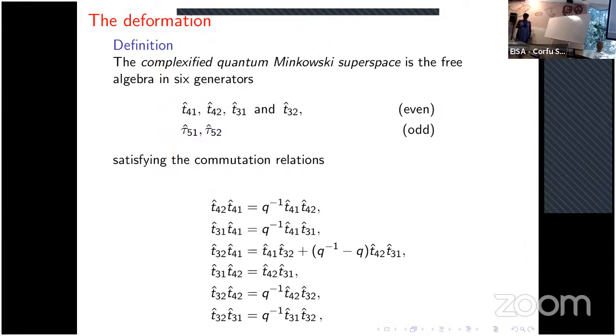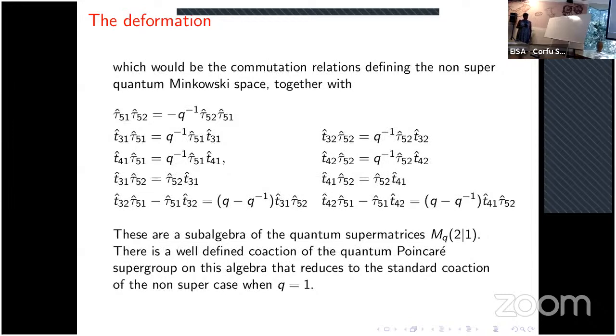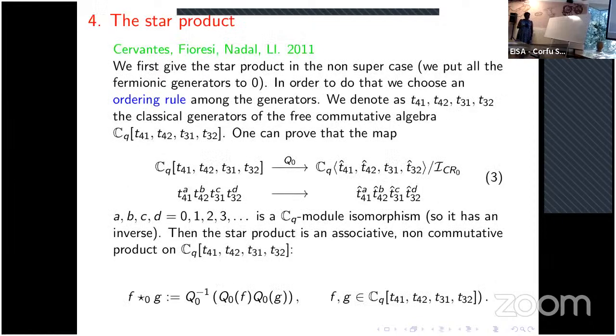So here in this slide, I have the commutation relations among the even generators, and then the ones that involve the odd generators are these ones. These ones were missing. This looks also complicated, but one can prove that these are a subalgebra of the quantum supermatrices MQ2/1 × 2/1. One proves also that there is a well-defined coaction of the quantum Poincaré supergroup on this algebra, in that this coaction reduces to the standard coaction in the non-super case, and when we put Q equals 1, so it is also the non-quantum superspace, the non-quantum space.